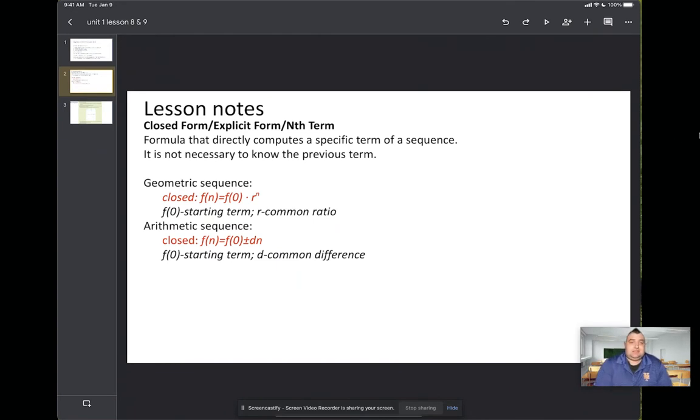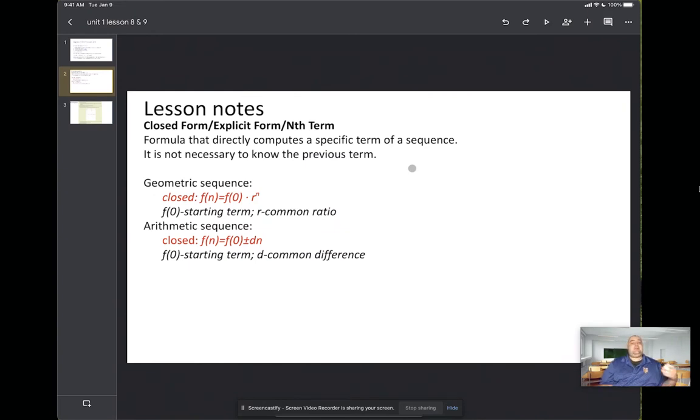So in these particular lessons, we are learning about another way of expressing the terms of a sequence. We've previously talked about the recursive form or the recursive definition. In this lesson, we're going to talk about something called the closed form, also known as the explicit form, also known as the nth term. All three of these mean the same thing: closed form, explicit form, and nth term. And it's a formula that directly computes a specific term of a sequence. And the key, it is not necessary to know the previous term.